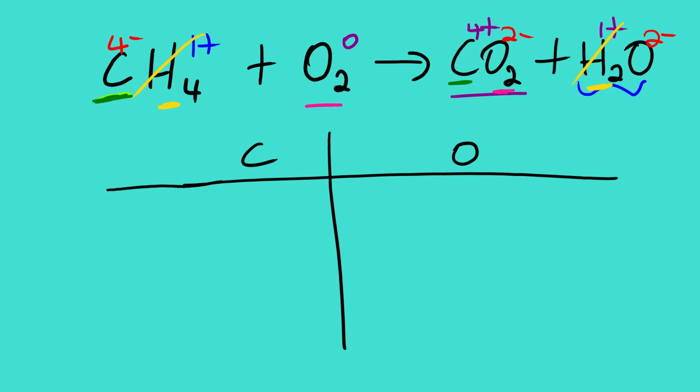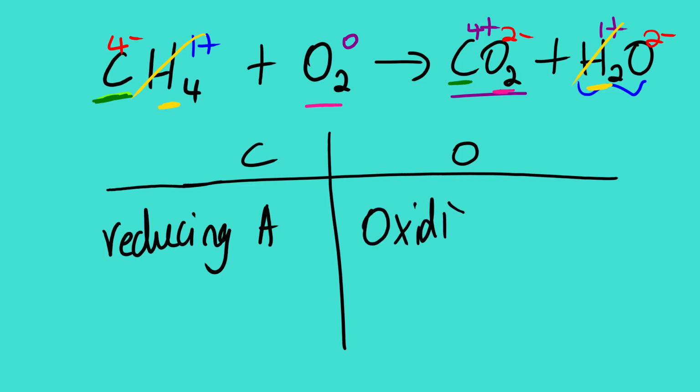Now you can see that carbon from 4- to 4+, the oxidation number is increased, so it undergoes oxidation, it's been oxidized, which means this is the reducing agent. Then we look at oxygen from 0 to 2-, the oxidation number has decreased, it has been reduced, so this is the oxidizing agent. I hope you got this one correct.